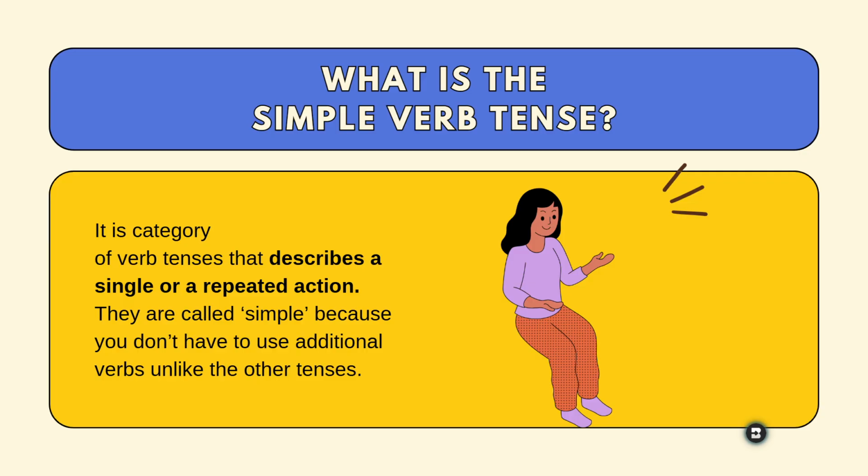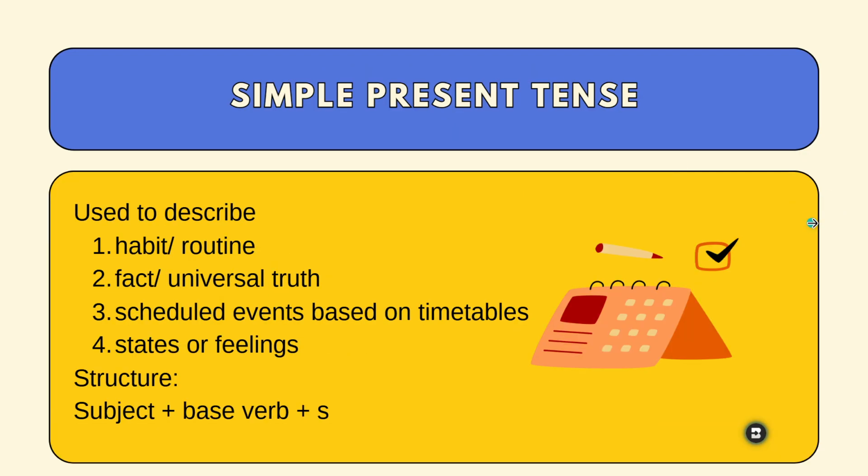It is a category that describes a single action or a repeated action. They are called simple because you don't have to use any additional verbs unlike the other tenses. So, what's a simple present tense? You have to pay attention here because most of my students always get confused with simple present tense and simple present progressive tense. We will be learning about progressive tenses in our next video. So, what is a simple present tense?